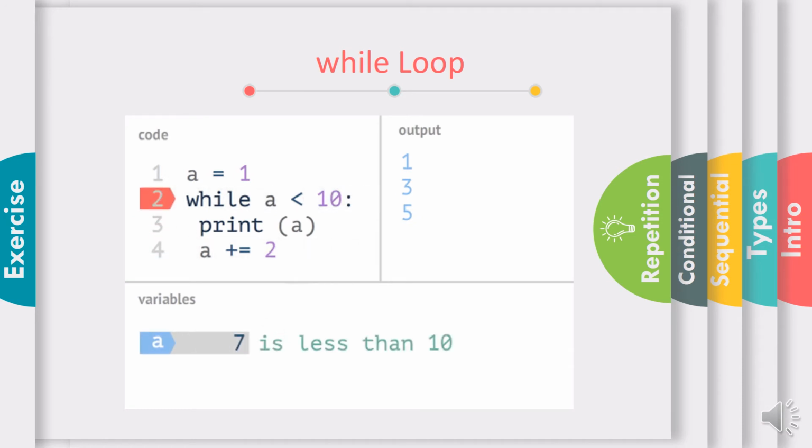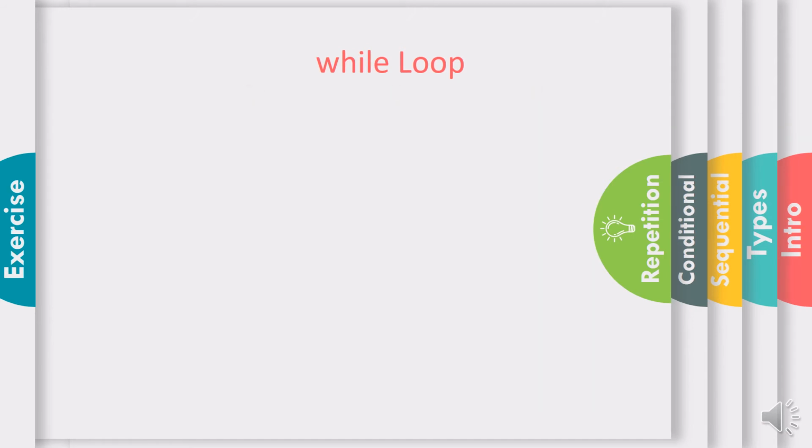7 is still less than 10. It will print 7 on the screen. Then again plus 2, 9. 9 is still less than 10. It will print 9 on the screen. 9 plus 2, 11. Yes, 11 is greater than 10. So, this condition becomes false. So, code execution is in this manner.